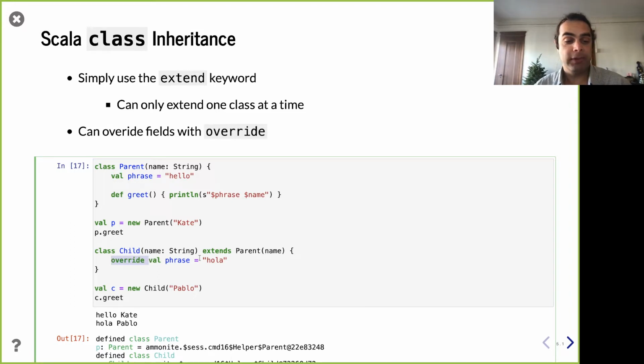I know the class I inherited from has something called val phrase. No, it's a val, it's called phrase. You know what? I want to override it with my value, right? When you receive my instance, I want you to use hola rather than hello, right? So now, of course, when you create this child instance, let's say we call it Pablo, you get the greeting hola Pablo, right? And so yes, this is pretty cool.